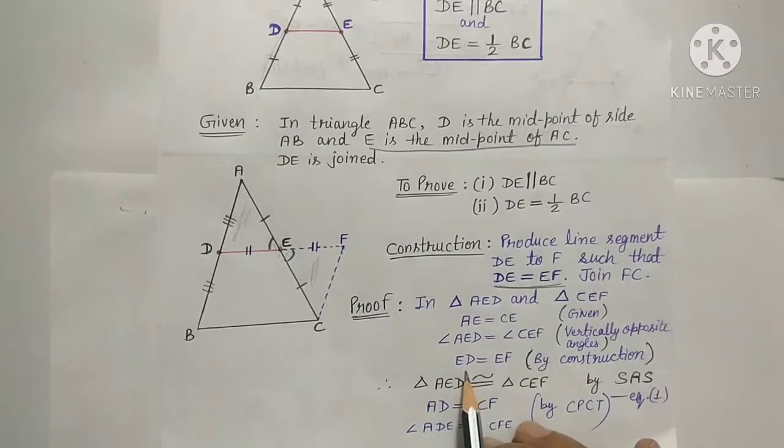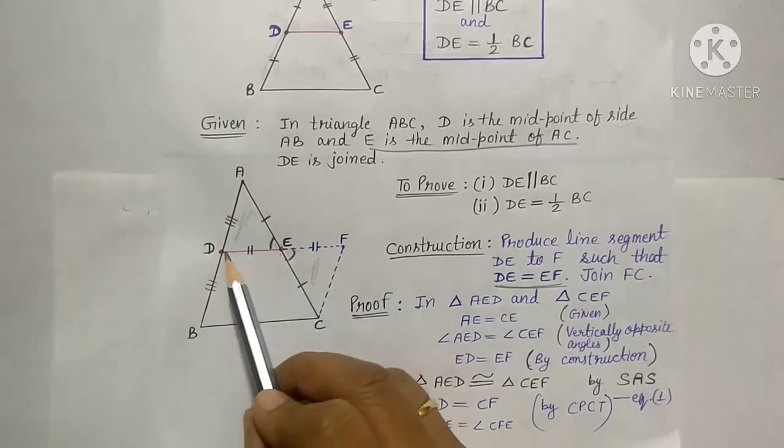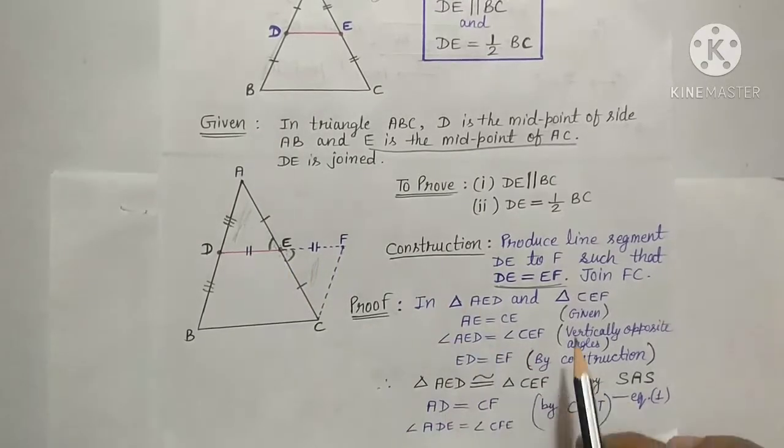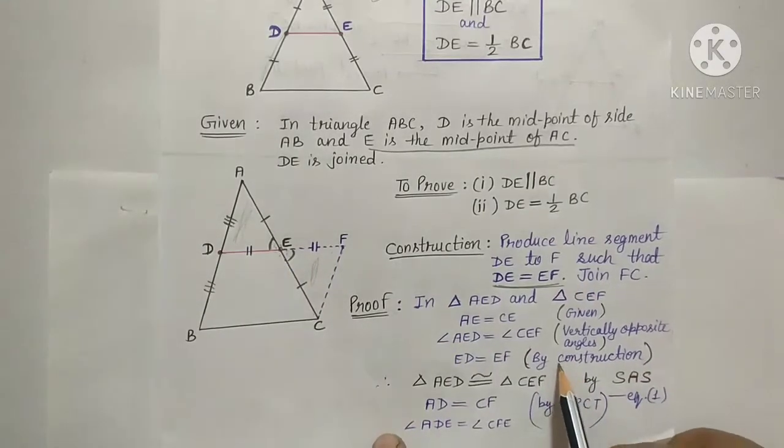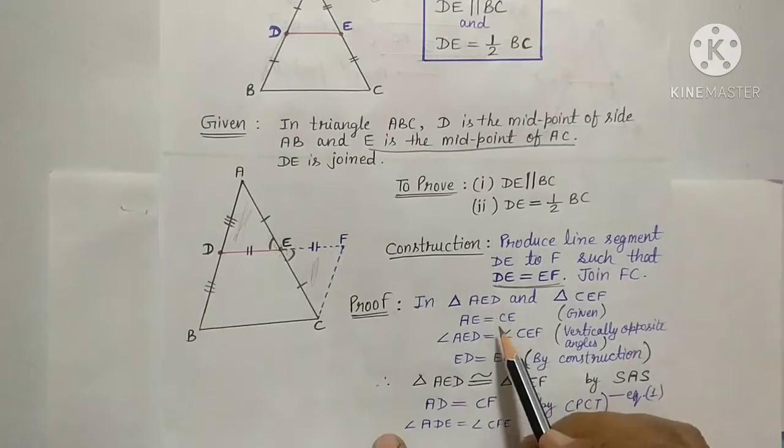At last we are saying ED equals EF, as we have proved it by construction. We have said in the construction itself that these two sides are equal. Therefore, three things we have proved.